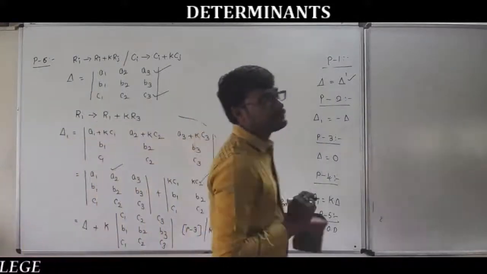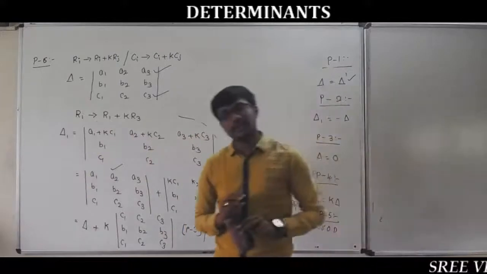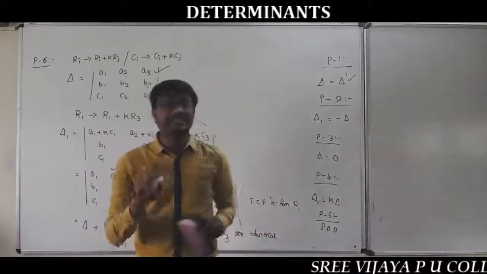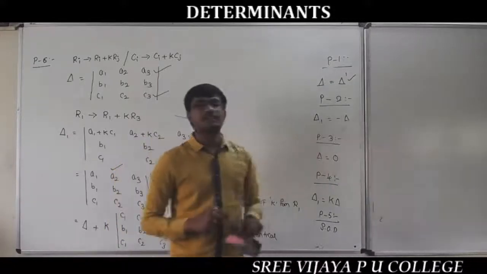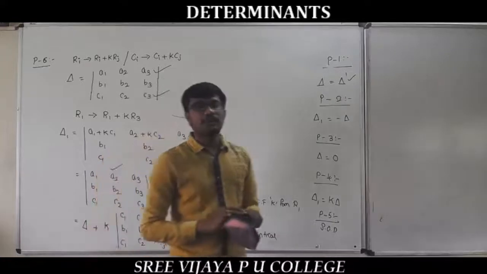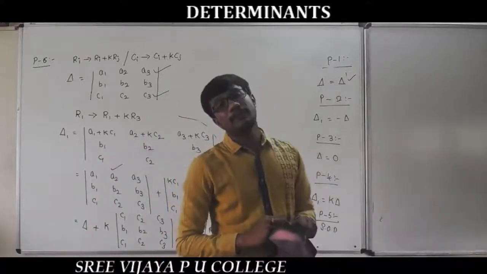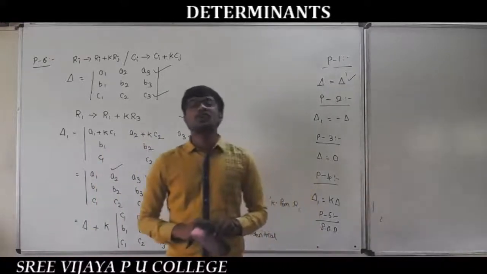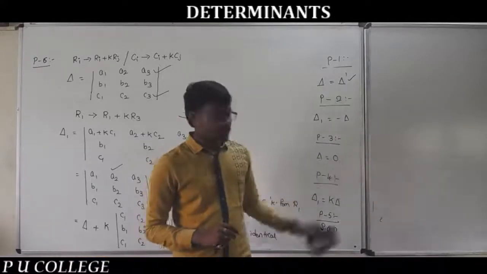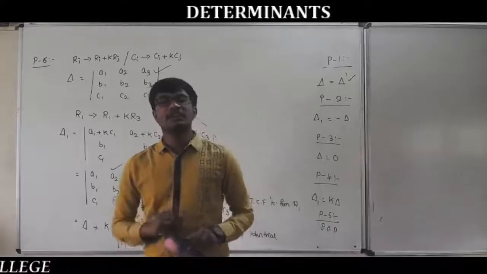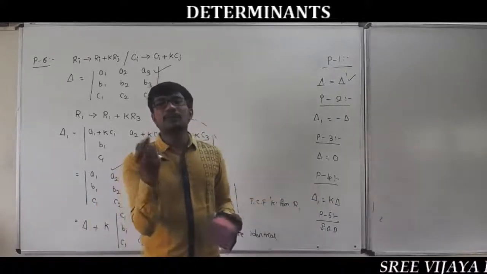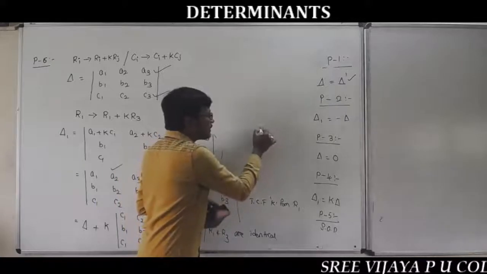Second one, in a determinant, if any 2 rows or any 2 columns are interchanged, the sign of the determinant changes. Third property, in a determinant, if any 2 rows or any 2 columns are identical, the value of the determinant is 0.